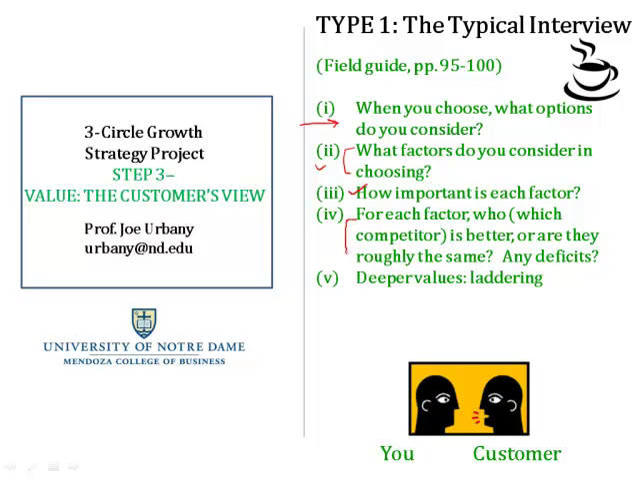And then beliefs. For each factor, who's better? Which competitor would you rate as superior? Or are they about the same? You remember column 4 is about deficits. Is anybody below expectations on any of those? And then we'll talk here briefly, momentarily, about laddering.